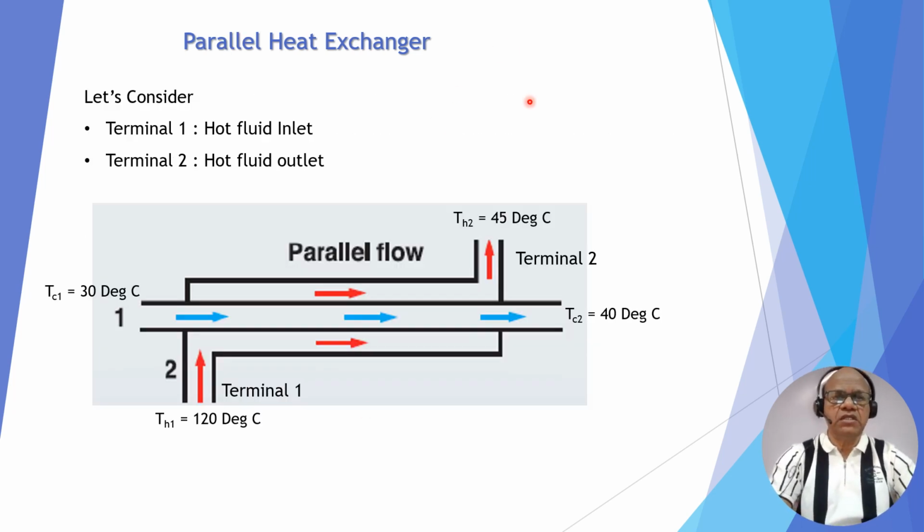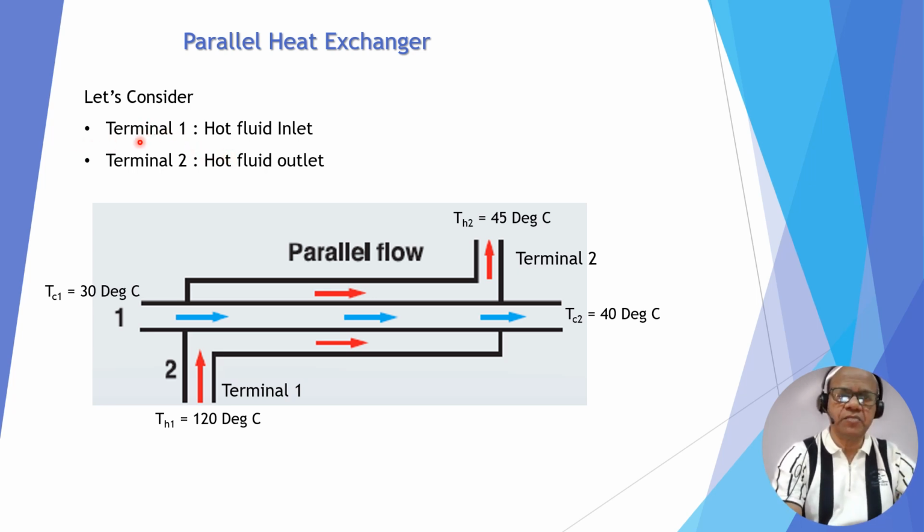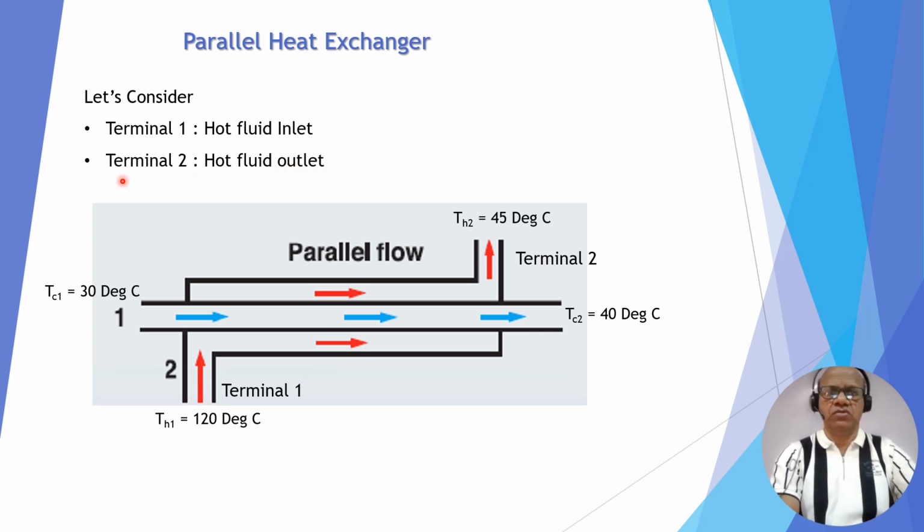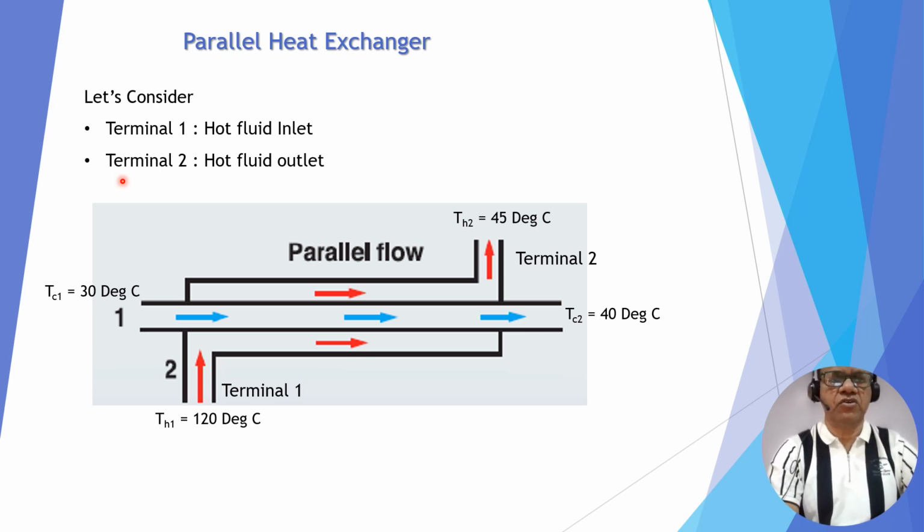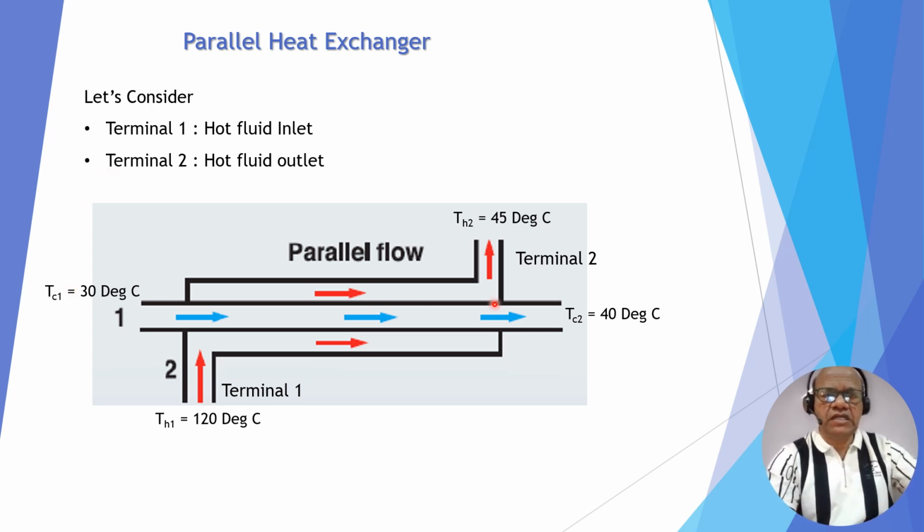Now the case number one, this is a parallel flow heat exchanger. Let us assume, there is no hard and fast rule, but I have considered hot fluid inlet as terminal 1 and hot fluid outlet as terminal 2. As said, this is just a reference. You can use another criteria or the reverse way also. So this is terminal 1, because hot gas comes in at 120 degrees Celsius and goes out at 45 degrees Celsius.